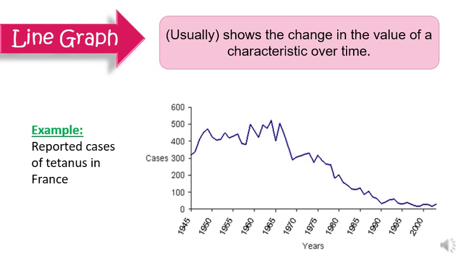So we see this graph starts in 1945 and it goes through till sometime after the year 2000. And we can see that there's sort of up and down in the number of cases. But even though it's up and down, over time we see the cases have gone down till they're very low. In fact, they are below 100 by the year 2000.